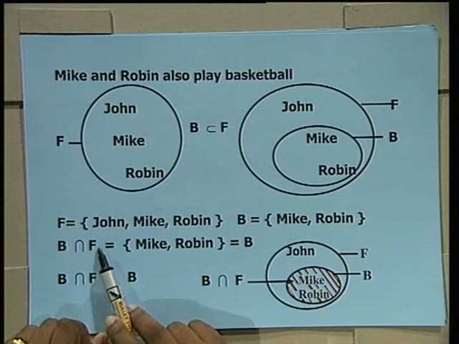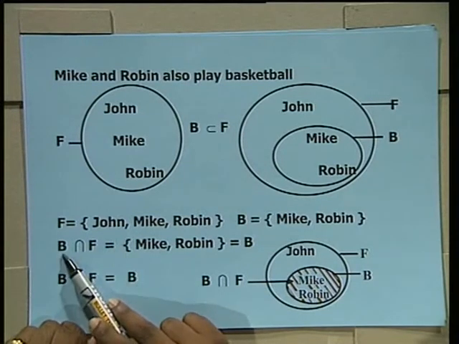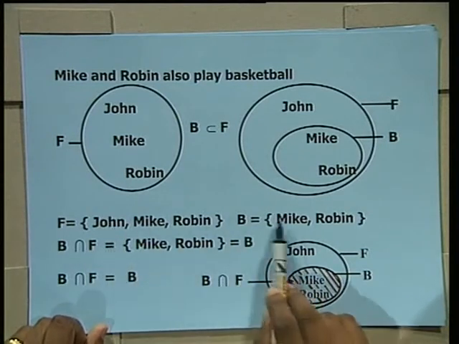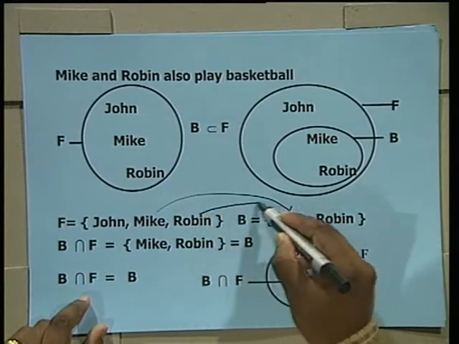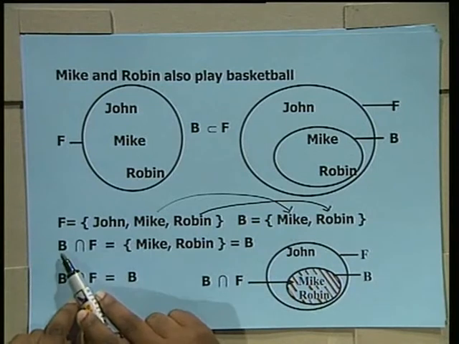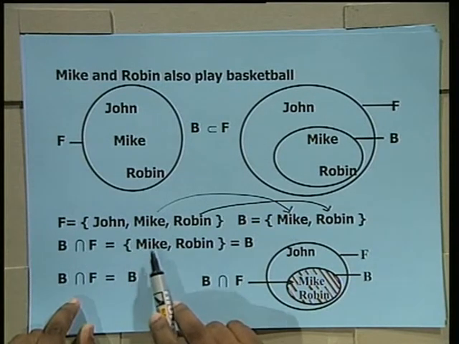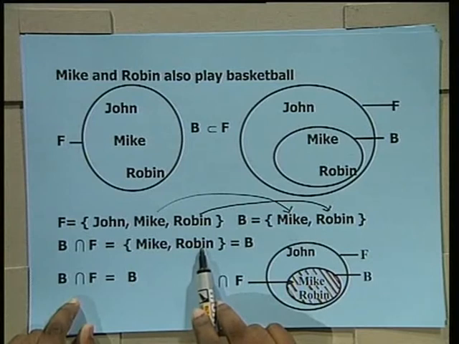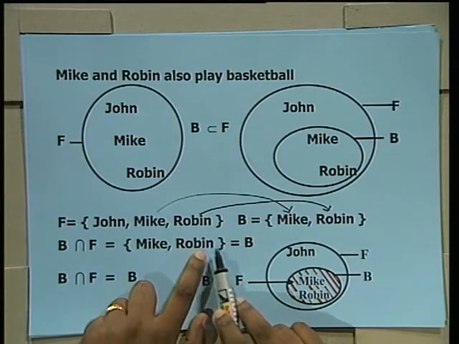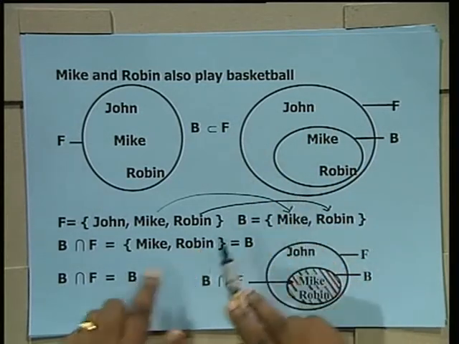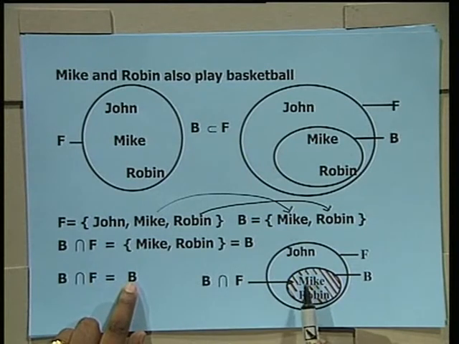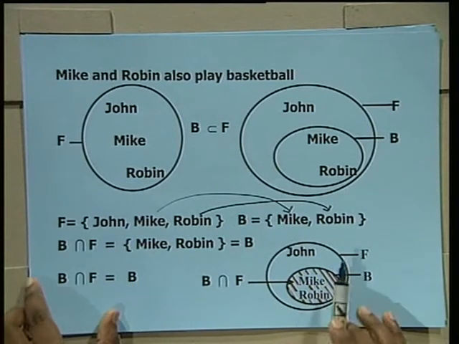What is the set B intersection F? That is, what are those elements which are common to both B and F? Let's see. John is not common. Mike is common to both. So is Robin. Therefore, the set B intersection F consists of two elements, namely Mike and Robin. But we found that this is exactly the same as the set B, which means that in this case, B intersection F is nothing but the set B itself. And we have shaded it for you. The shaded region represents B intersection F, which is nothing but the set B.